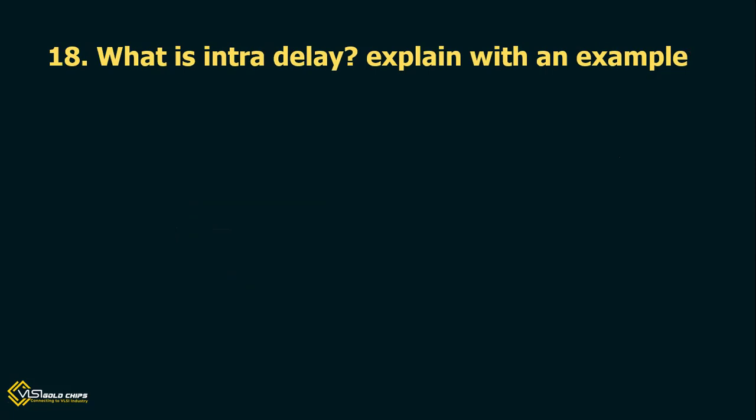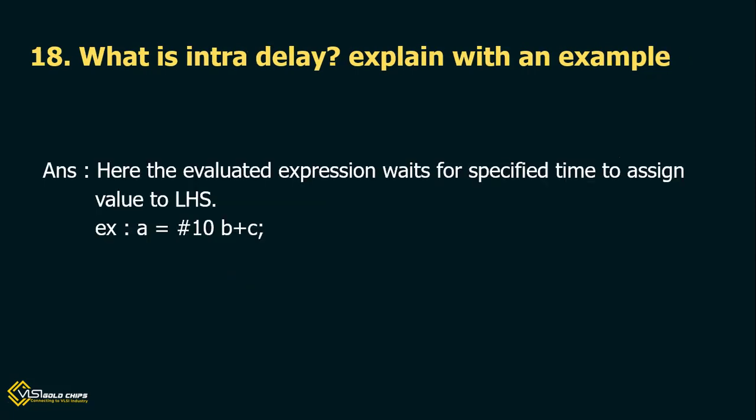What is intra delay? Explain with an example. So here the evaluated expression will wait for the specified time to assign the value to the LHS. Here the values for B and C will be evaluated. It will calculate, and wait for 10 time units to assign to the left hand side A.